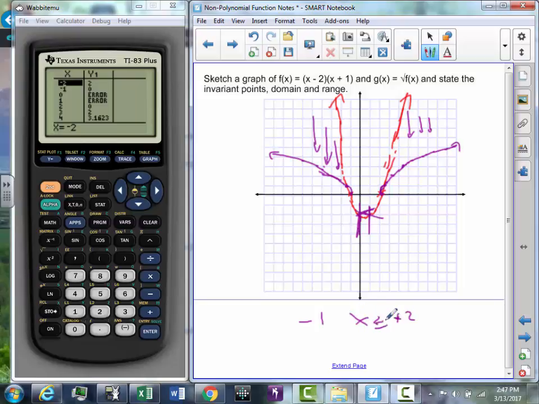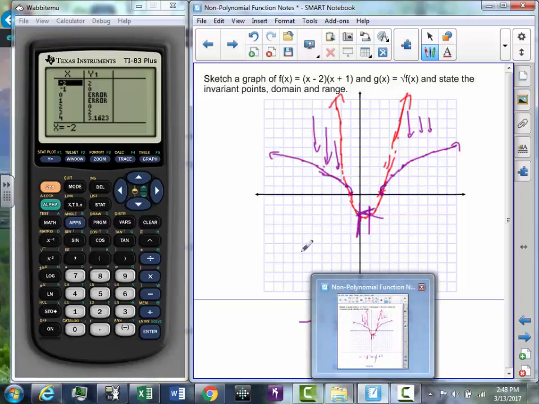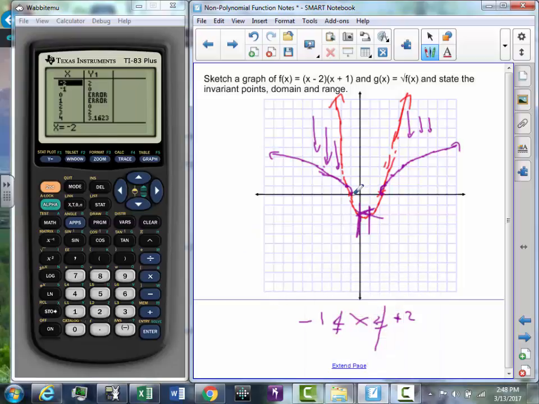X could not be those values. Can you see how I wrote that there? Basically, I'm telling you where x is not allowed to be. From this negative 1 all the way up until that positive 2, we have issues. I mean, even try it. Let's say I plugged in 0. 0 minus 2 would give you minus 2. 0 plus 1 would give you 1. So 1 times minus 2 would give you minus 2. But then you'd want to square root that.